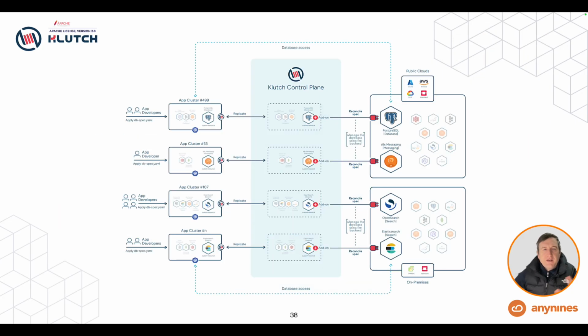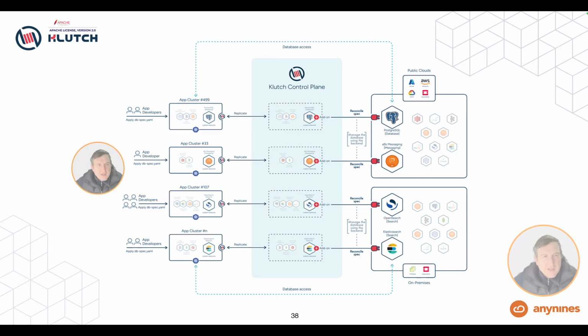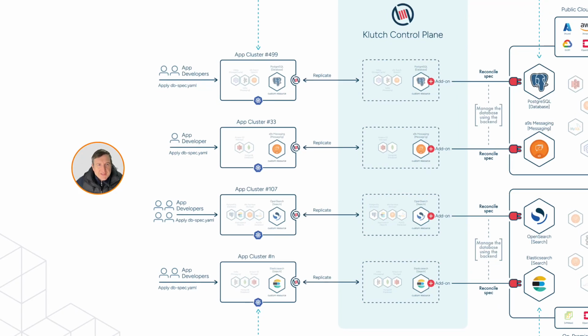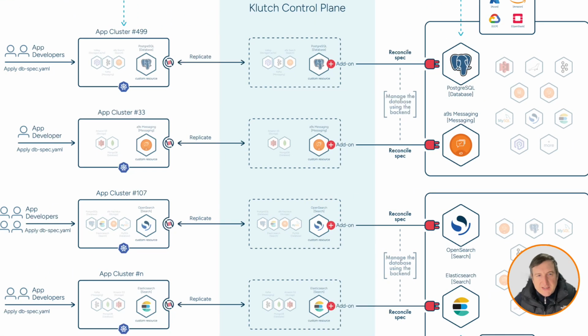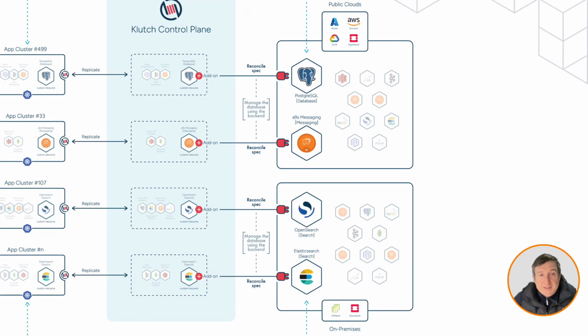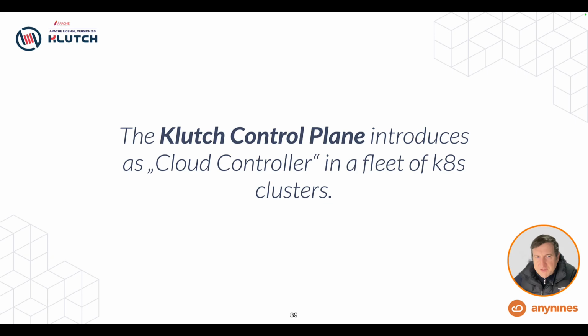So in an environment with a few Kubernetes clusters, this will look as the following. On the left side, you have multiple application clusters where application developers throw their YAML specs for service instances, service bindings, backups, and restore at their local application cluster. Those objects and custom resources are then replicated to the Klutch control plane. And this is where the Klutch control plane reconciles with the actual automation backend. So in other words, the Klutch control plane introduces a cloud controller-like structure in a fleet of Kubernetes clusters.